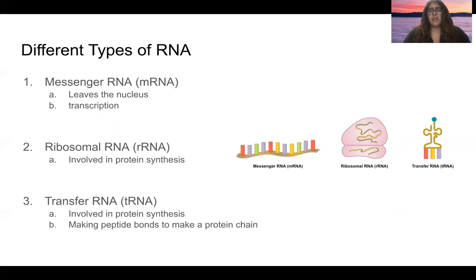There's the second type of RNA. Ribosomes are actually made up of RNA. So ribosomal RNA, rRNA, I know it's a mouthful, is involved in protein synthesis, so making proteins, that's what ribosomes do. And then lastly, tRNA, transfer RNA, which is also involved in making proteins, but it specifically does something called making peptide bonds in a protein chain, connecting the little protein chain, which you will learn once we get to our translation part of the nucleic acid unit here.